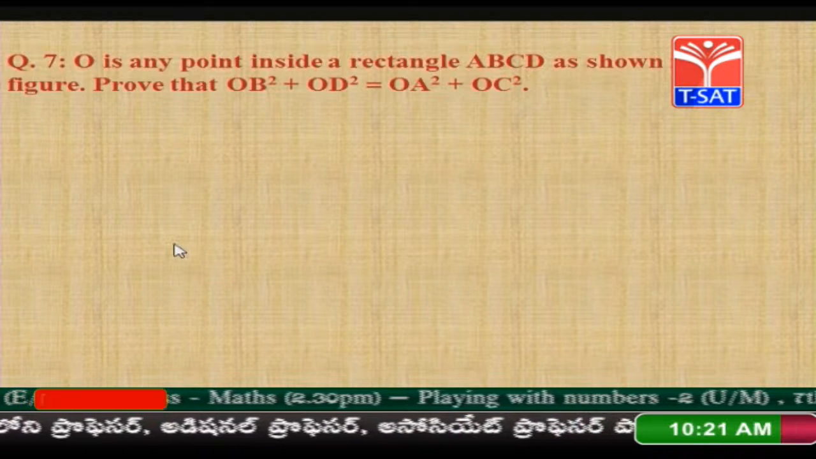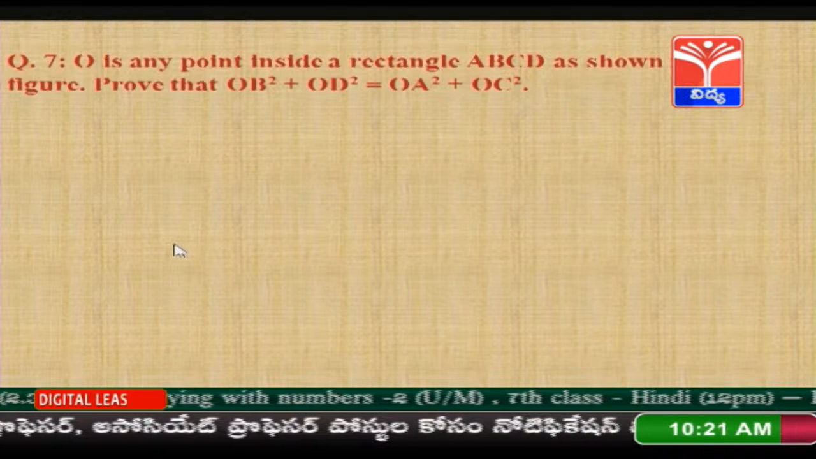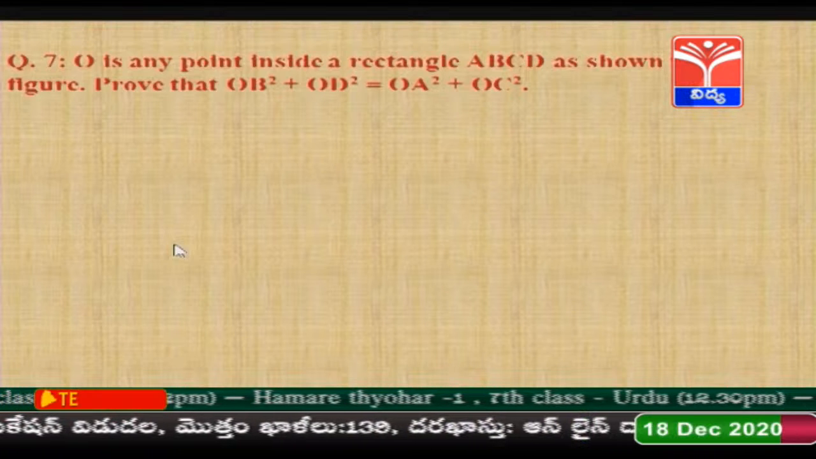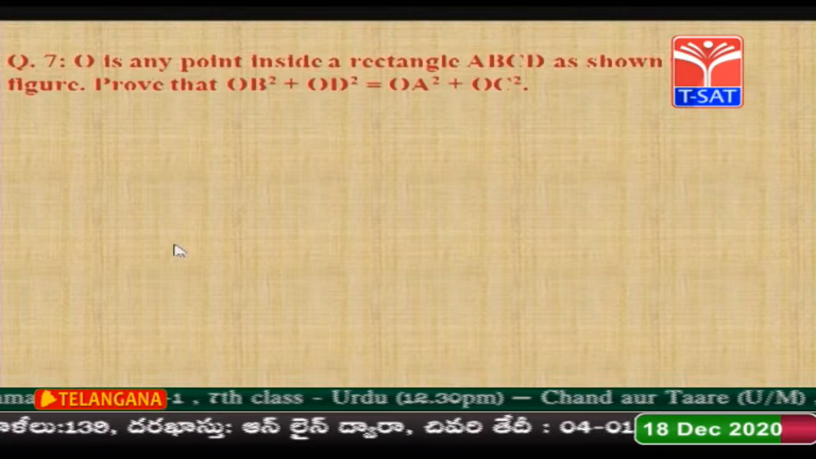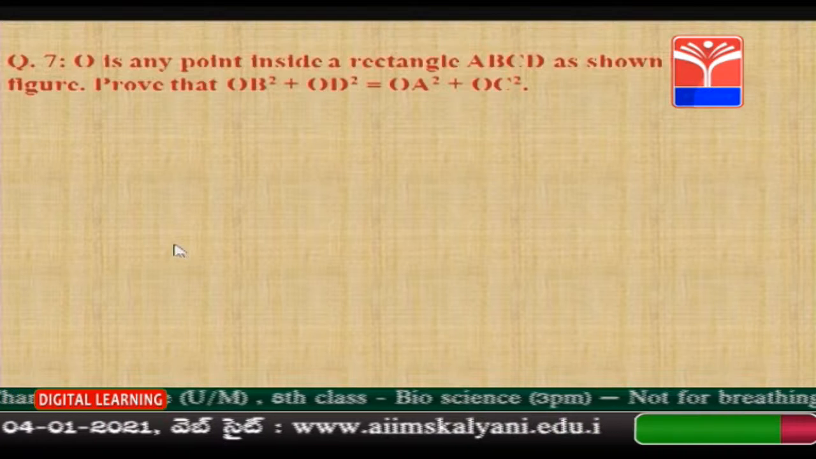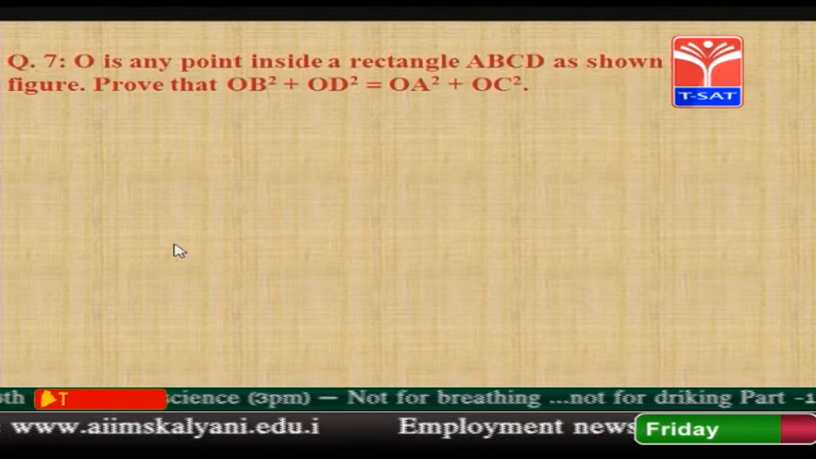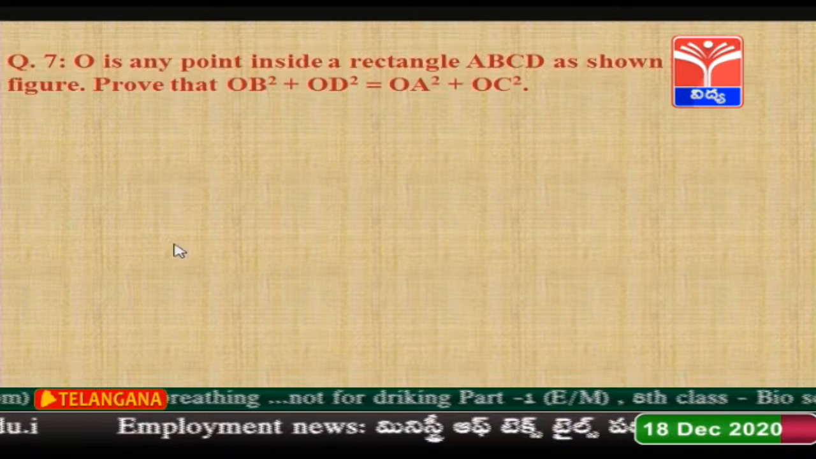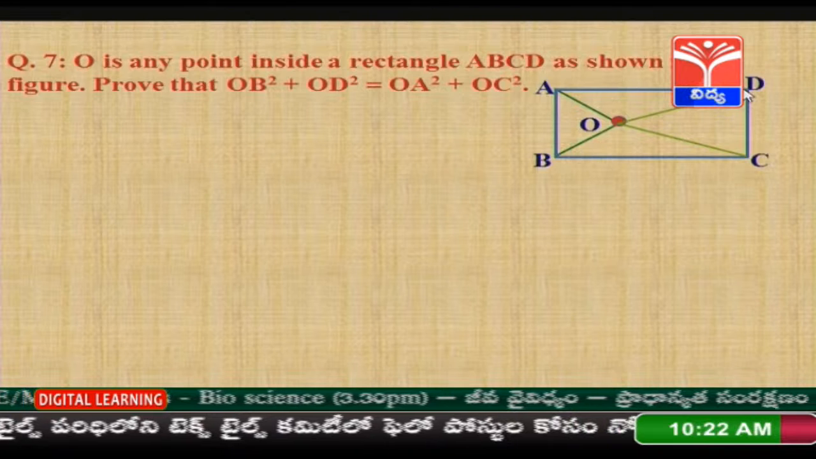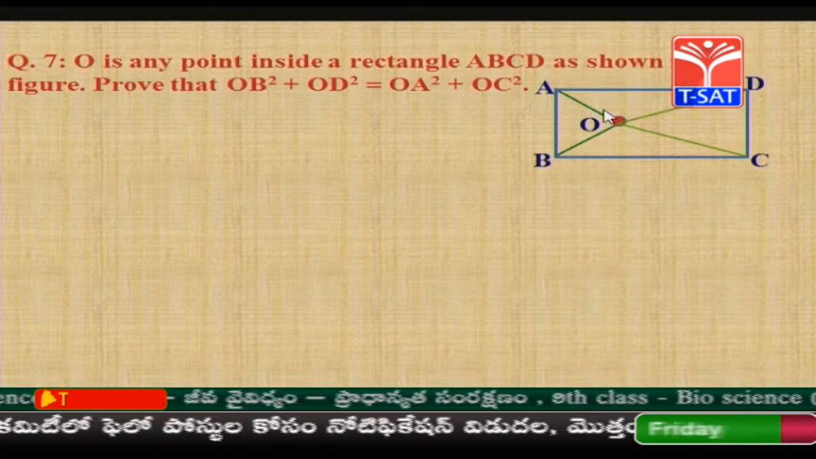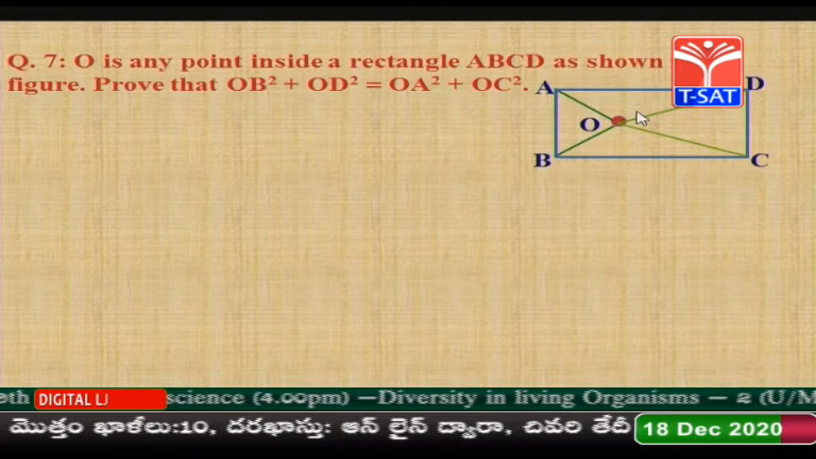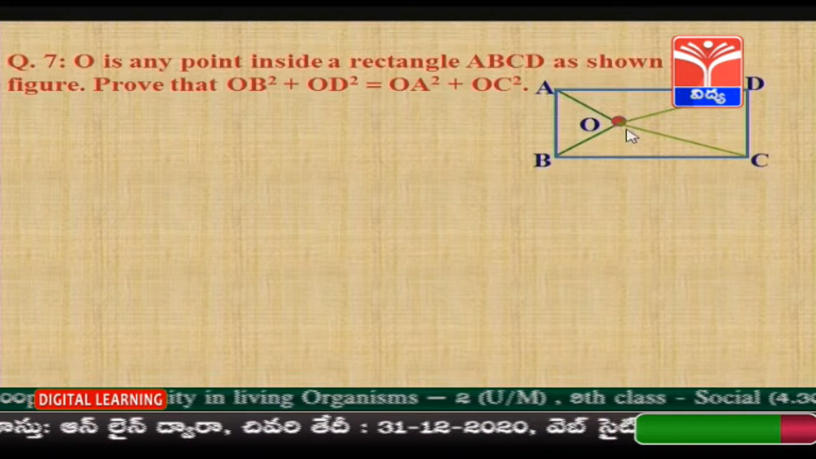And let us prove one more very important problem which comes usually in your examination. See, O is any point inside the rectangle ABCD as shown in the figure. Prove OB square plus OD square is equal to OA square plus OC square. This is also a very important problem using Pythagoras theorem. See, this is the rectangle ABCD and O is any point inside, and we have to prove OB square plus OD square is equal to OA square plus OC square.